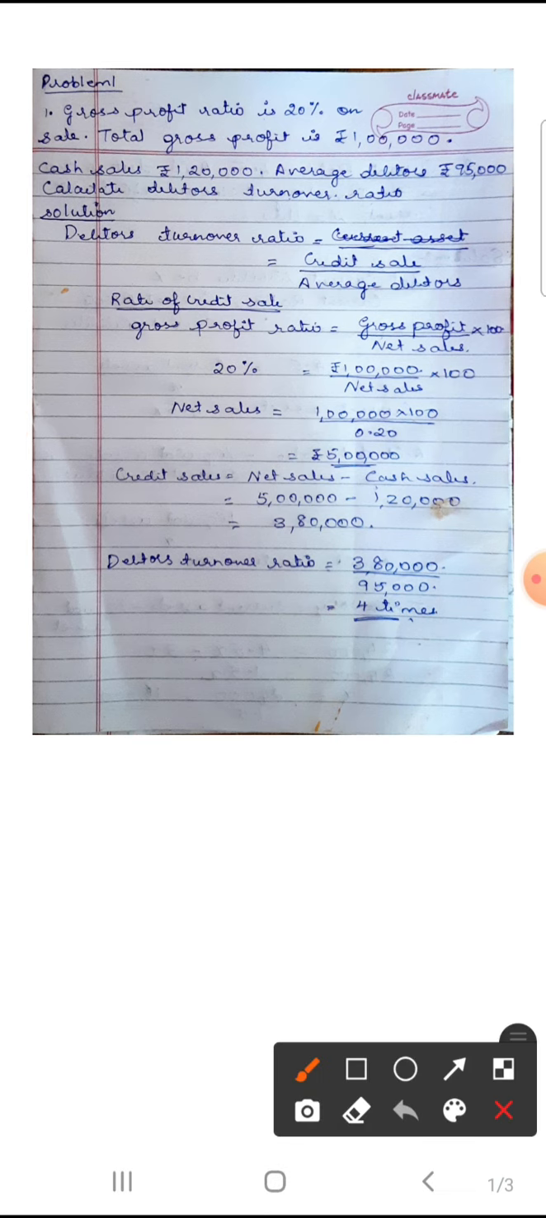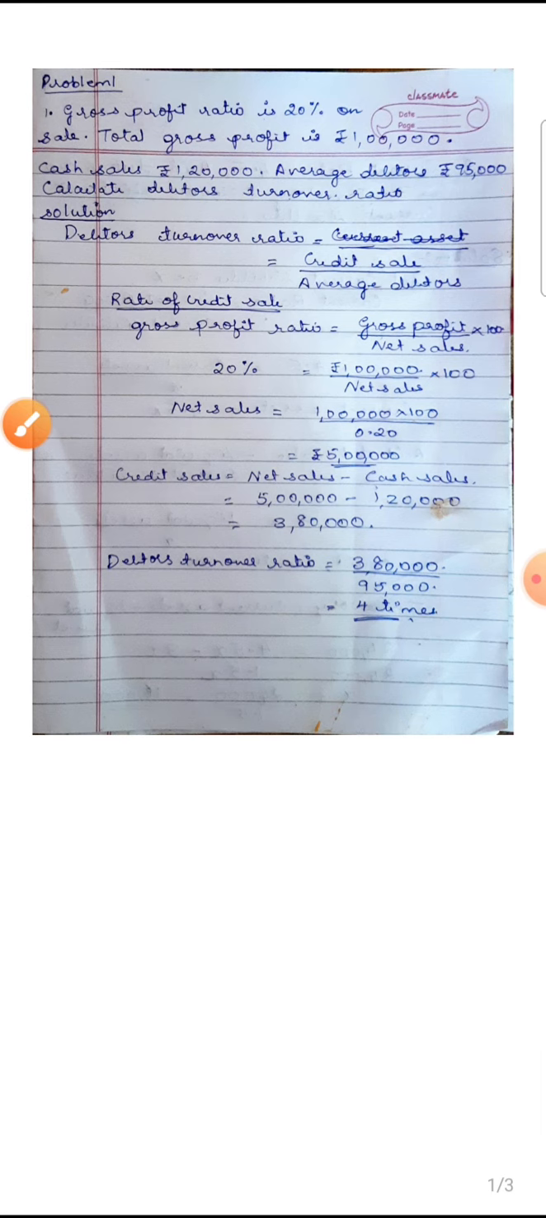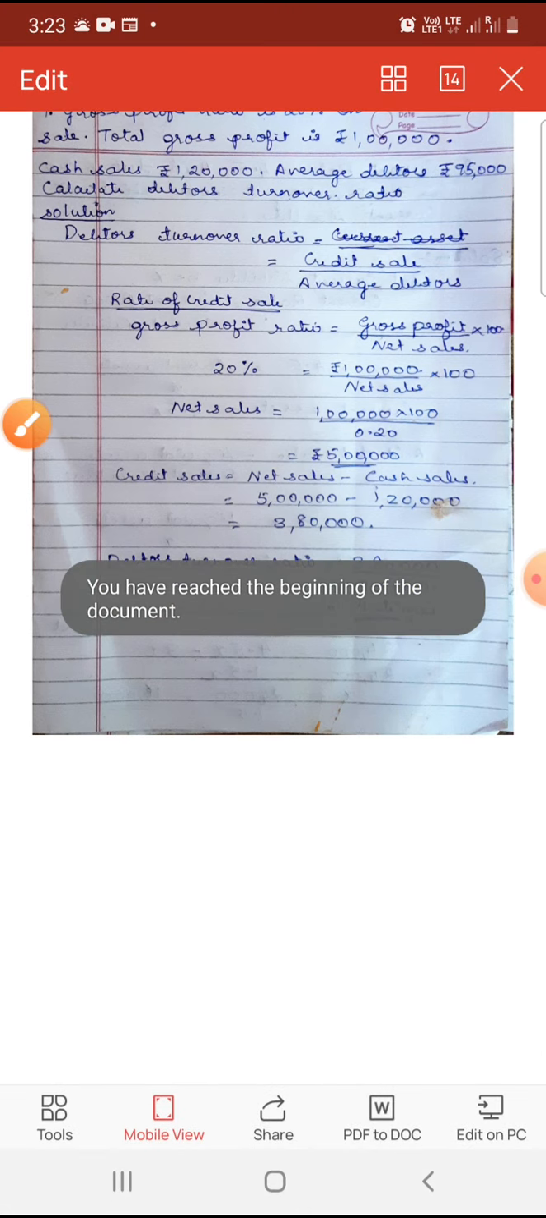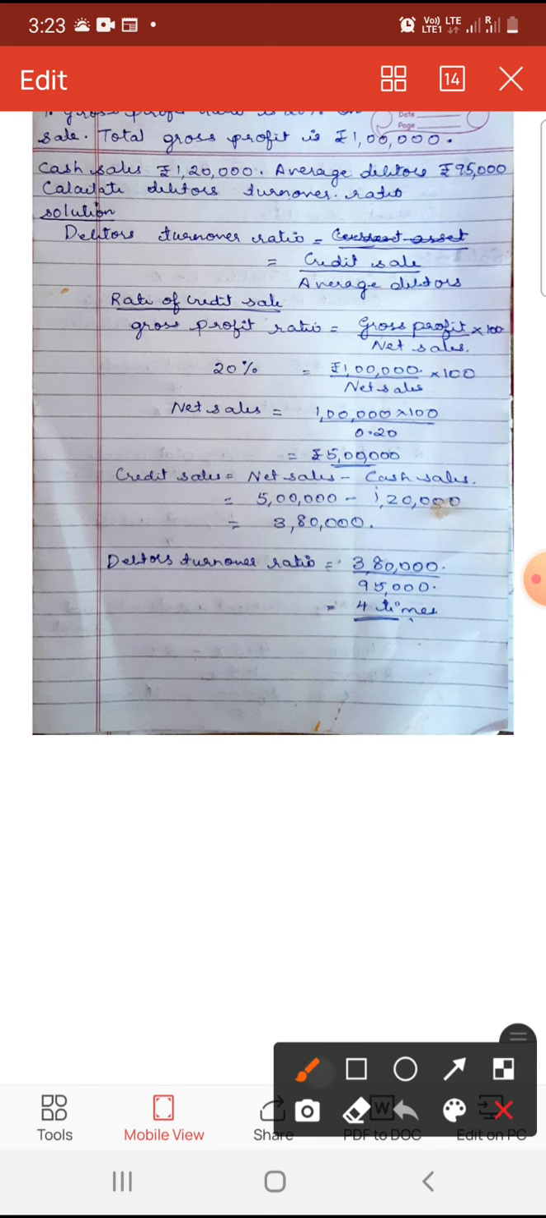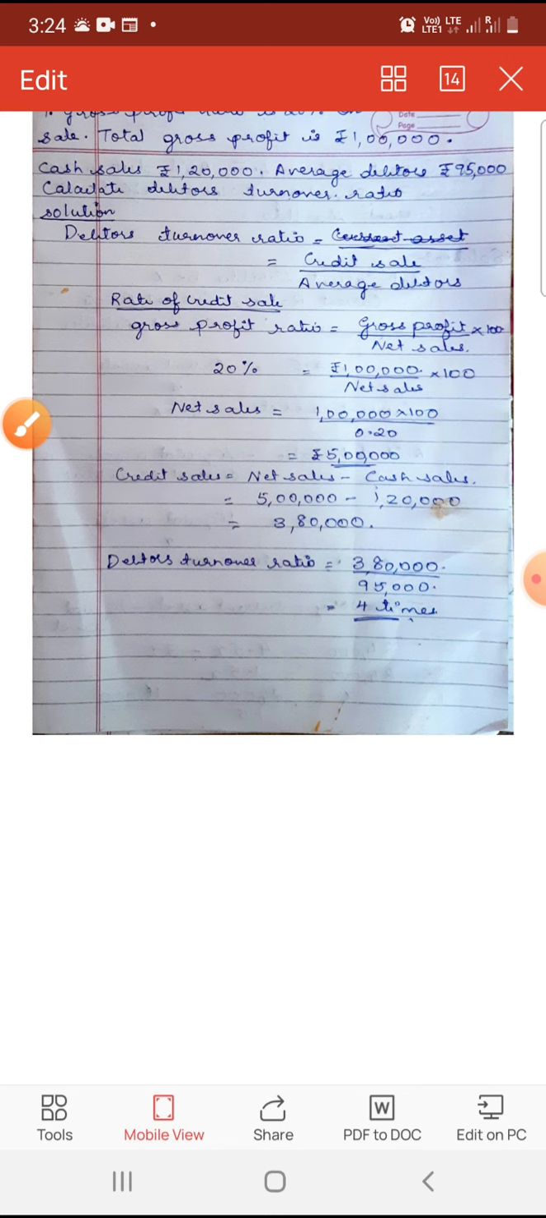So here the gross profit ratio is 20%. Sales is 1,20,000. Average debtors 95,000. Calculate the debtors turnover ratio. So what you have to compute here is debtors turnover ratio. What is the formula to compute debtors turnover ratio? It is credit sales divided by average debtors.